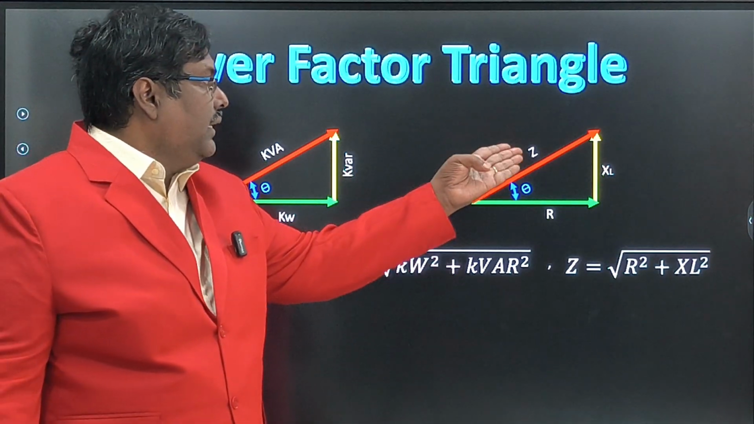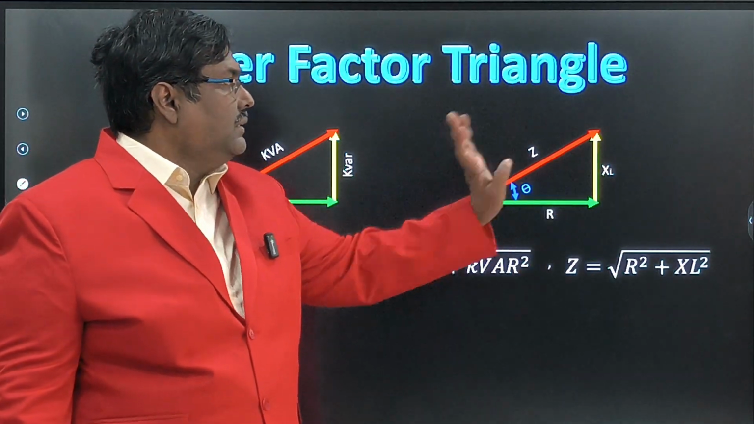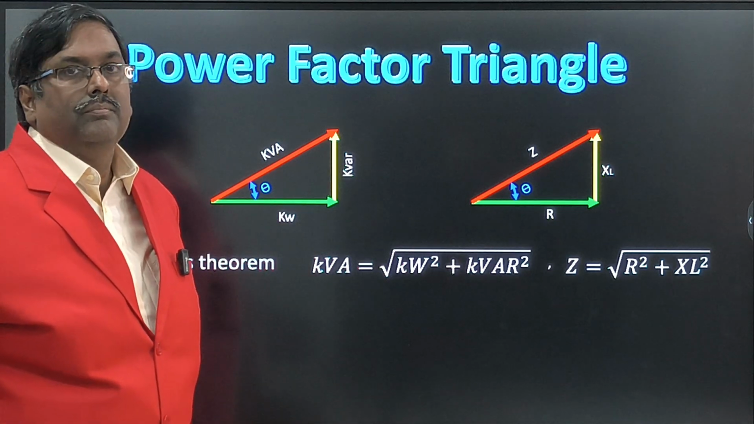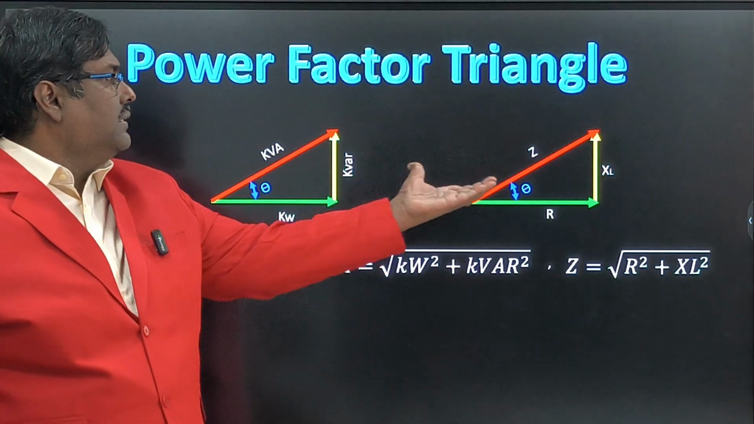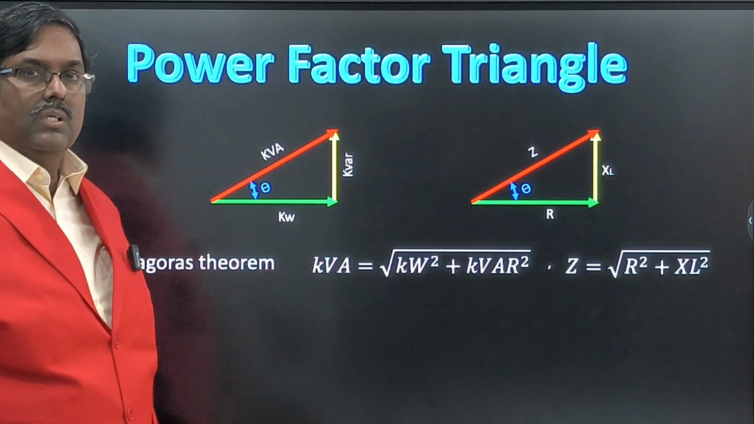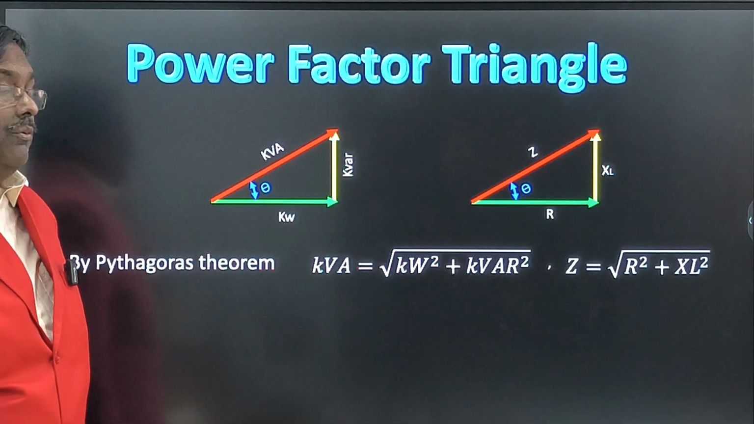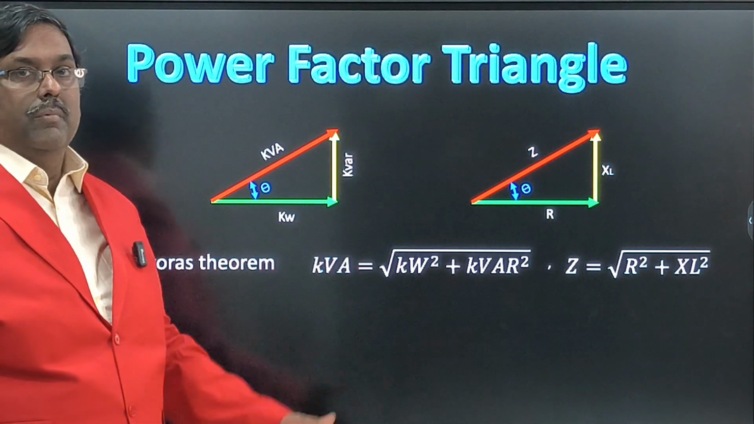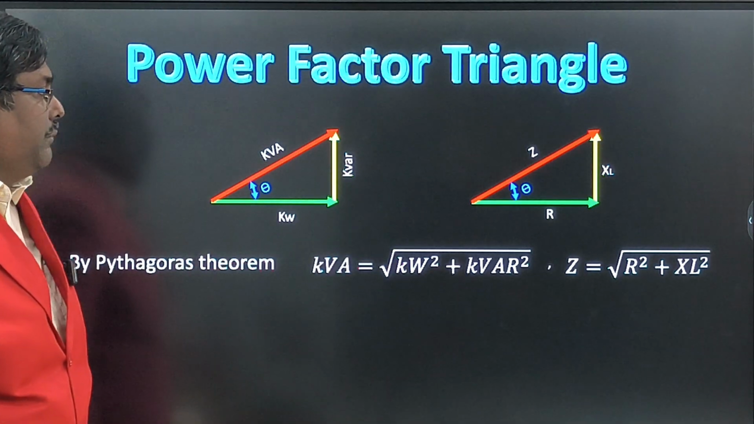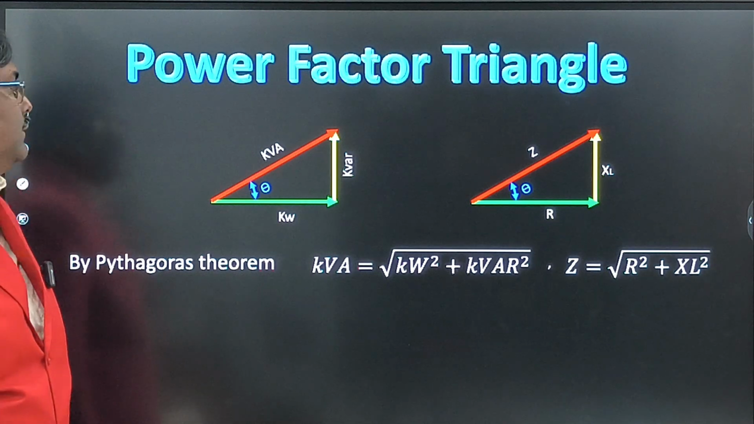Here, same one, Z equals R square plus XL square. Got it? Same. How we are calculating this triangle, the same way, trigonometry, Pythagoras theorem, we are calculating. So in all this we have to be very careful. If you are doing any exam problems, then you have to use these kinds of formulas carefully. Make sure all the units you are putting are right.